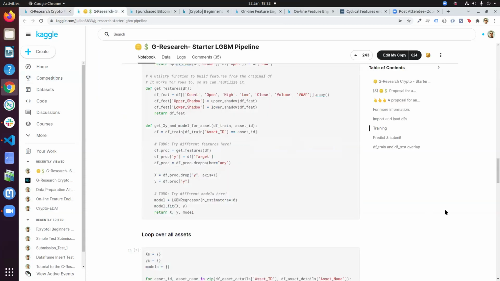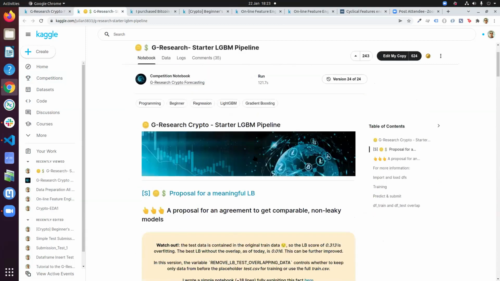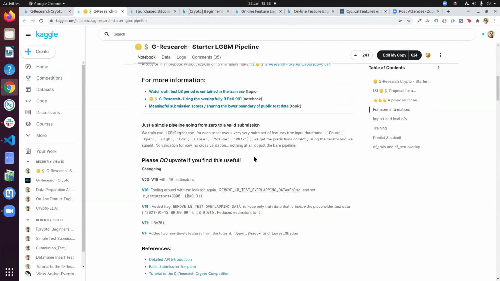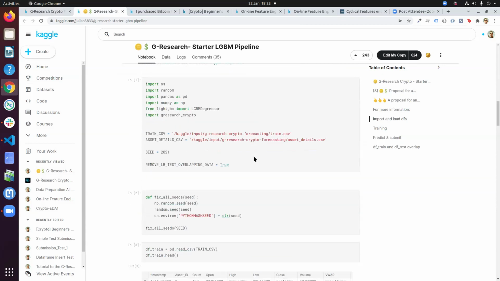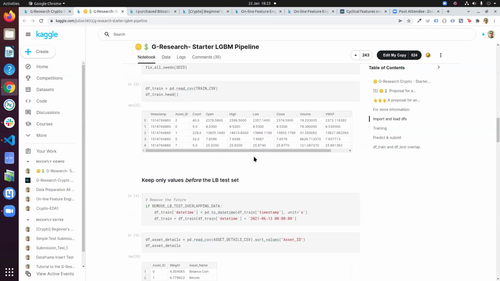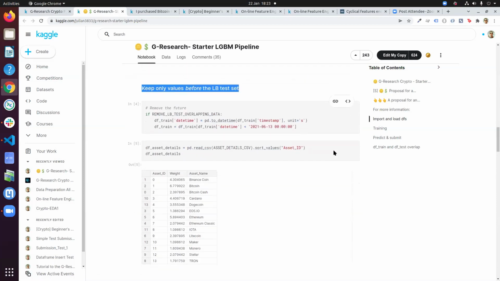So I found this notebook, which is as simple as you can get. It's really easy. All it does is load in the data. This one here was one of the few I could find where it is just using the data before the public leaderboard. You can see here he's removing all the data before the 13th of June, 21.